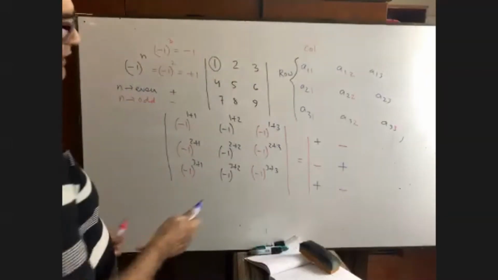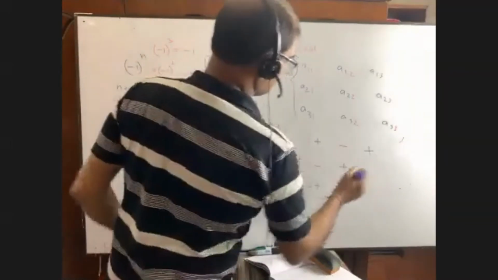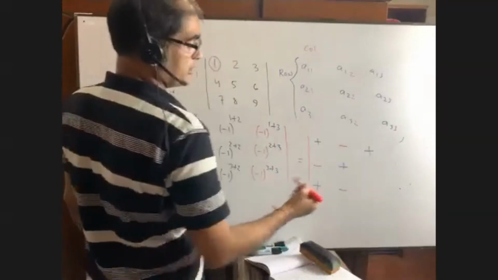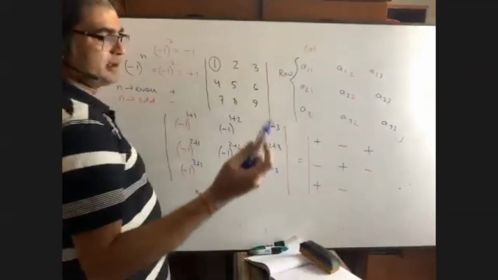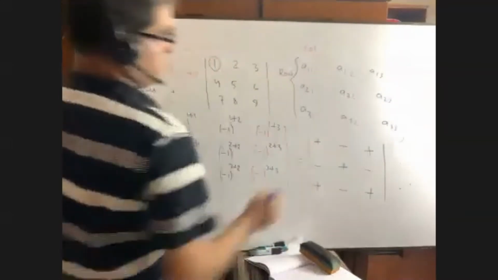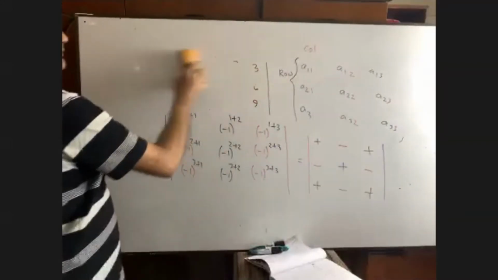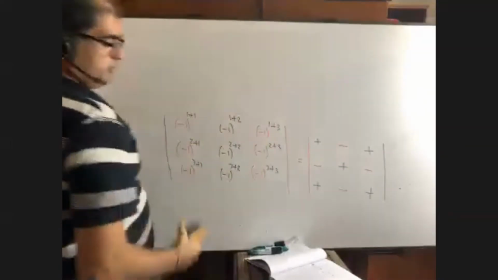Okay, now you see the last one. Power is 4, so sign will be positive. Here power is 5, so that is odd number, so sign will be negative. Here the power is 6, that is even number, so sign will be positive. That is what we have come to know.